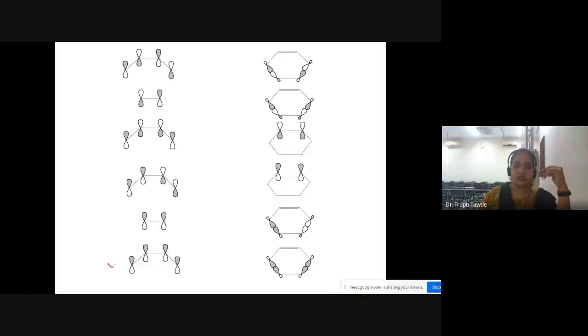So we can say this is psi 1, psi 2, psi 3, and this is psi 4. In all, when this butadiene interacts with ethene, we are going to form this. This pi bond is the new bond formed, and these sigma bonds are also formed at this stage. So we have to look after the formation of these bonds.